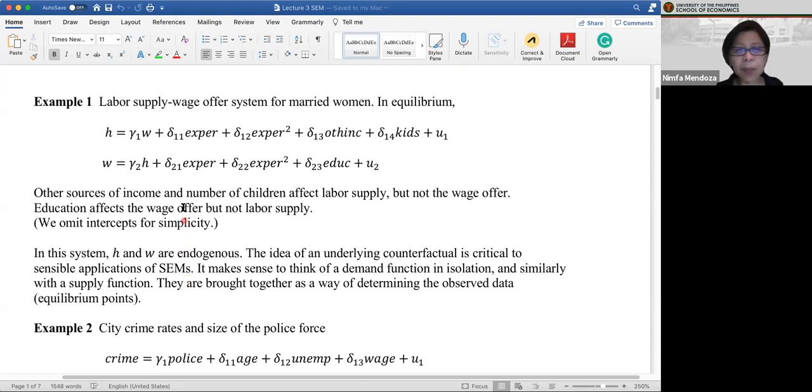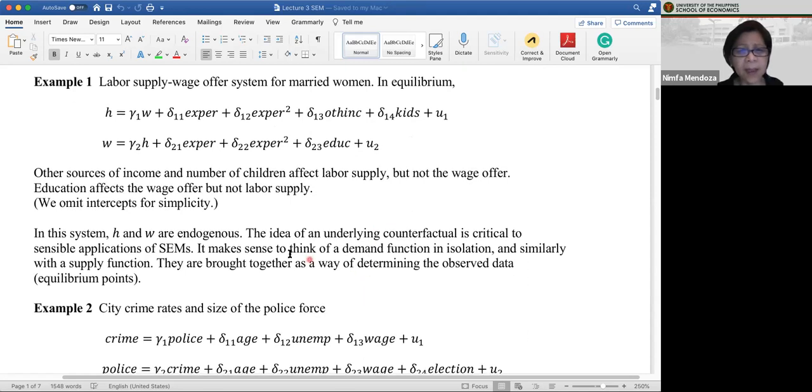So for example, we might want to see what is the effect of wage on hours worked, keeping experience, other income, and kids constant. Okay. There are some models where it does not make sense to hold constant the other explanatory variables. Okay. I think Wooldridge should have some examples of that.